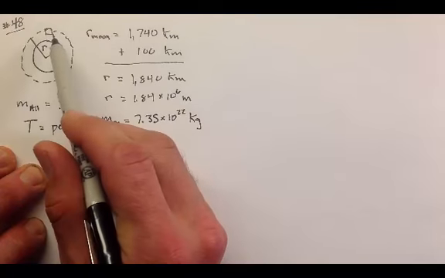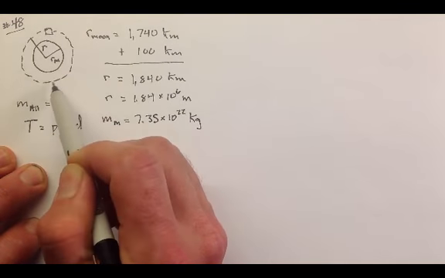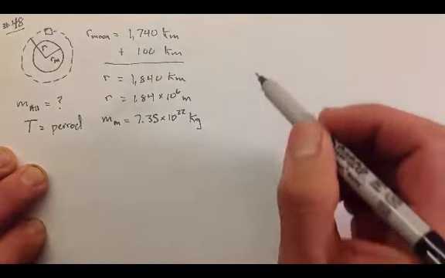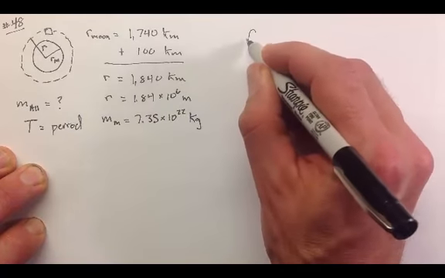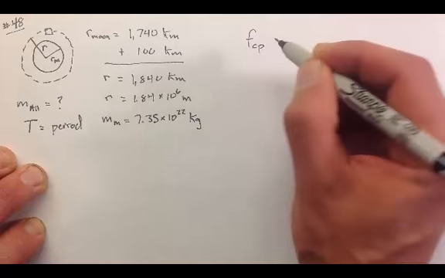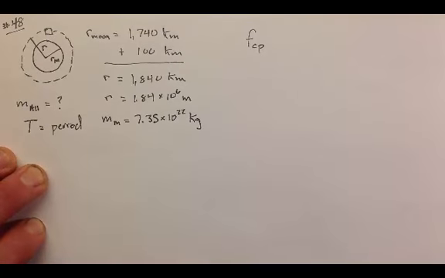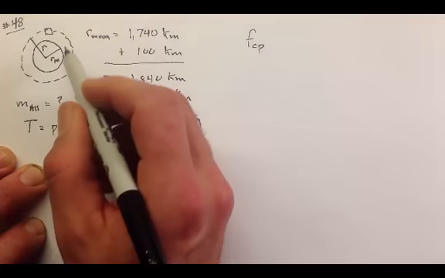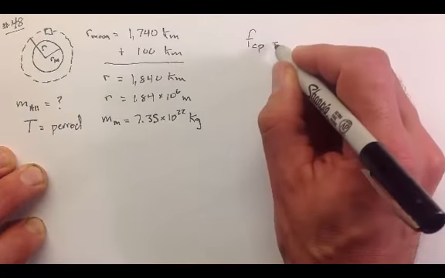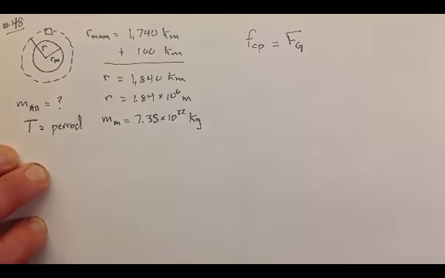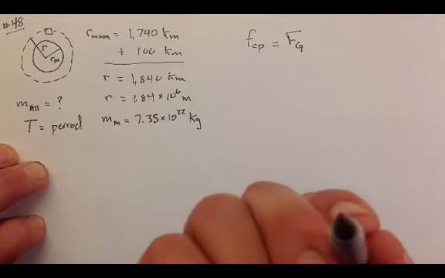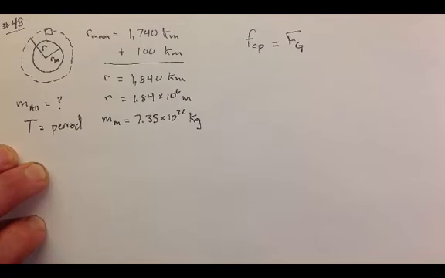Well, here's what I know. I know that when you go around the moon, you're moving in a circular motion. And when you move in a circular motion, you must have some type of centripetal force working on you, or radial force, as the book likes to call it. Well, what's providing the inward force that makes you go in a circle around the moon? Well, gravity is providing that force. All right, and that's the only force acting on Apollo 11.